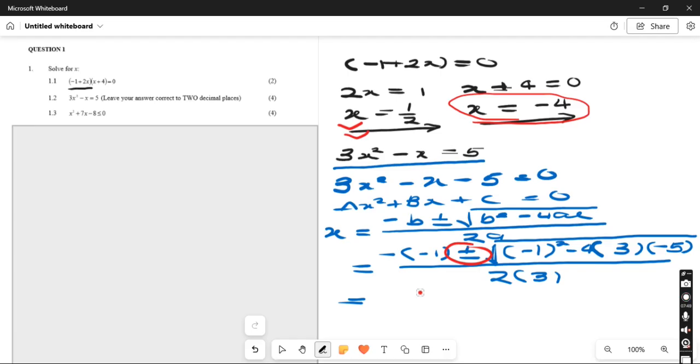Must take that into consideration. So you're going to do them separately. In the first one, you're going to do the positive, and in the second one, you're going to do the negative. So moving on to question 1.3.